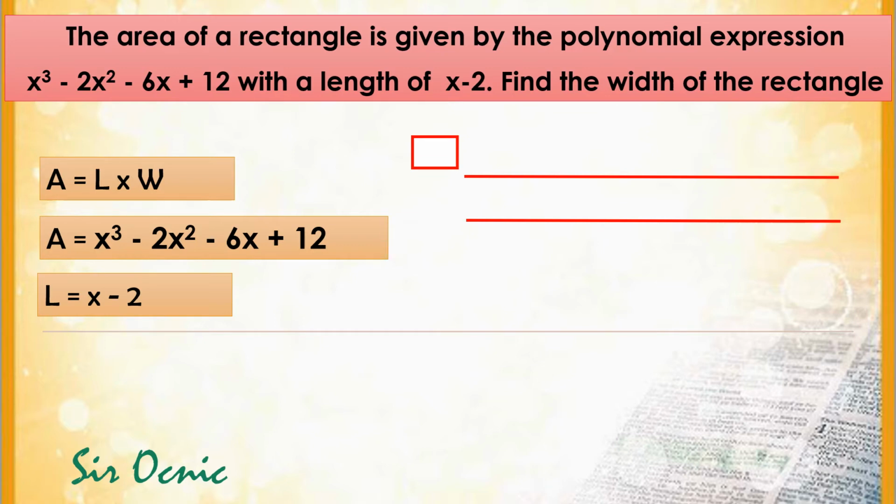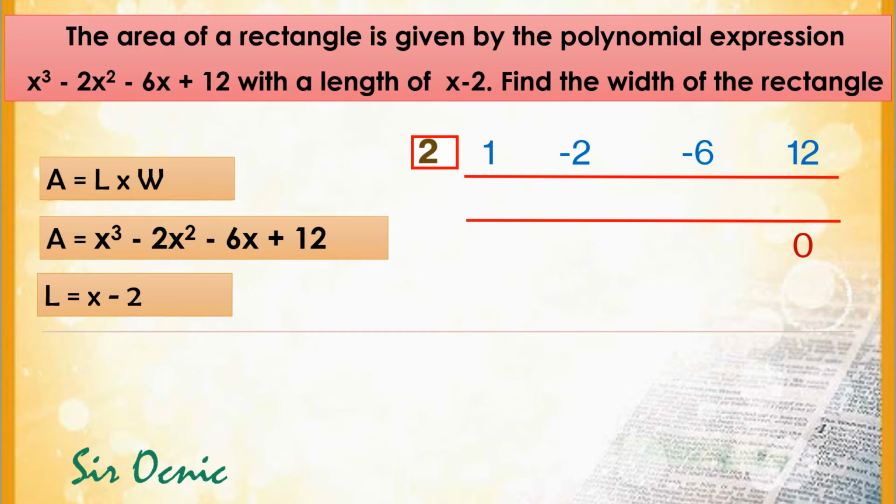That is equal to 1, negative 2, negative 6, and 12. These are the numerical coefficients of our dividend. Since our divisor is x minus 2, equating x minus 2 to 0, the value of x will be equal to 2.